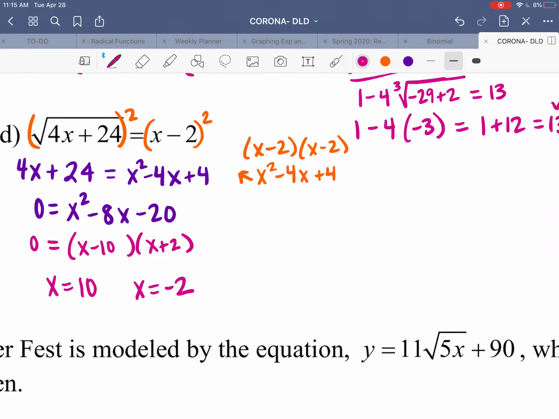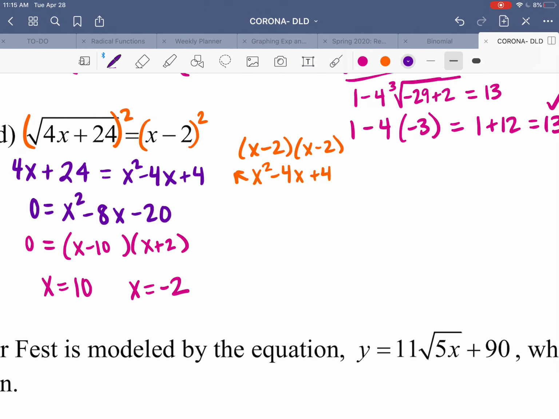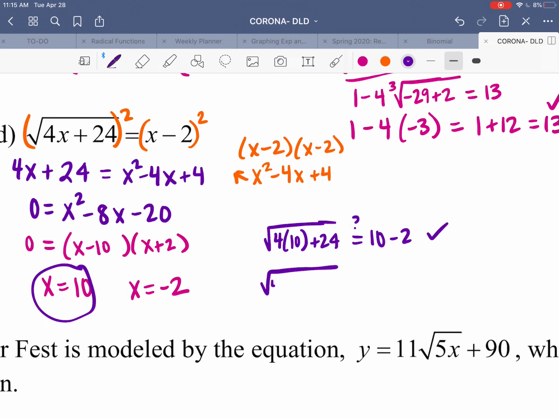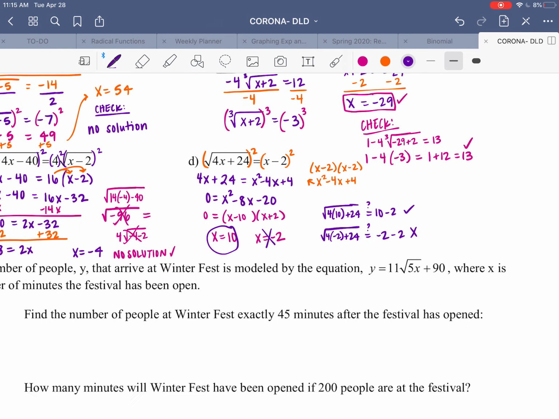So you have to plug both of these back into your equation. So you want to see, does 4 times 10 plus 24 equal 10 minus 2? Yes, it does. So that is a solution. Okay, let's try the next one. 4 times negative 2 plus 24. Does that equal negative 2 minus 2? Nope, that does not. So this is not a solution. So you only have one solution for that one.